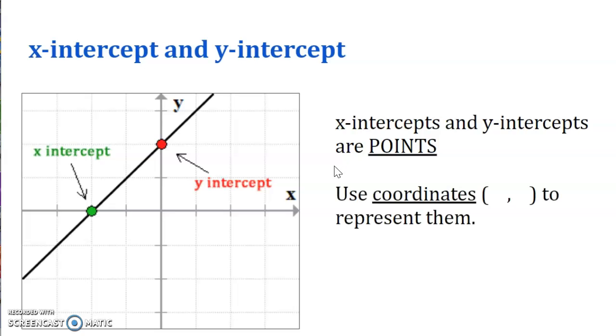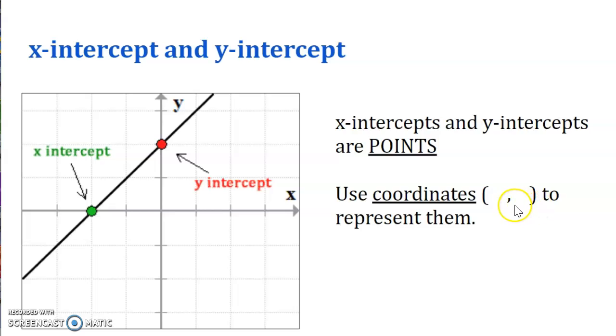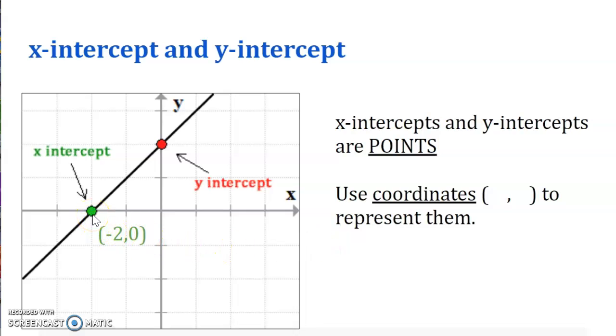So x-intercepts and y-intercepts are points. That means we use coordinates to represent them, the first number being the x-coordinate, the horizontal position, and the second number being the y-coordinate, the vertical position. The up and down position is the y-coordinate, and the horizontal position is the x-coordinate. So this coordinate, horizontal position is -2, vertical position is 0, and the y-intercept is (0, 2).